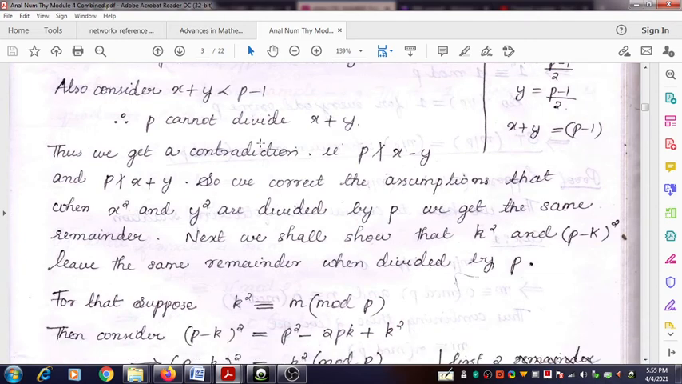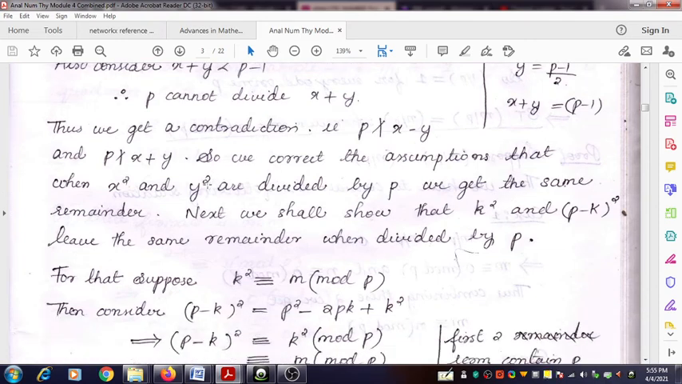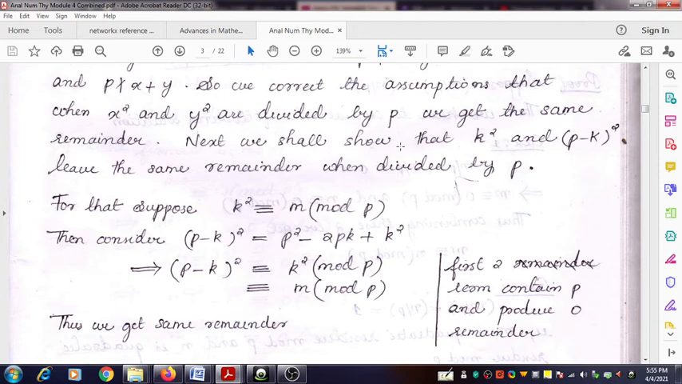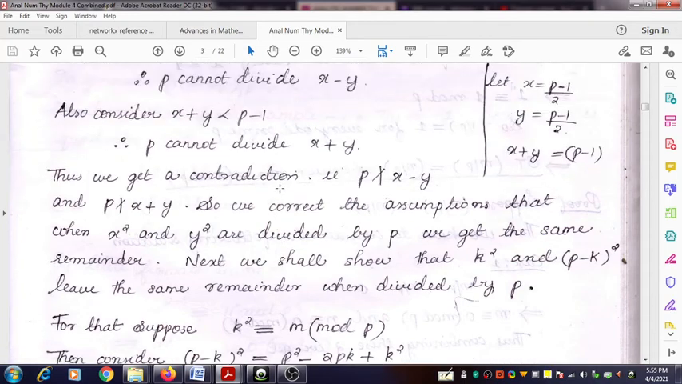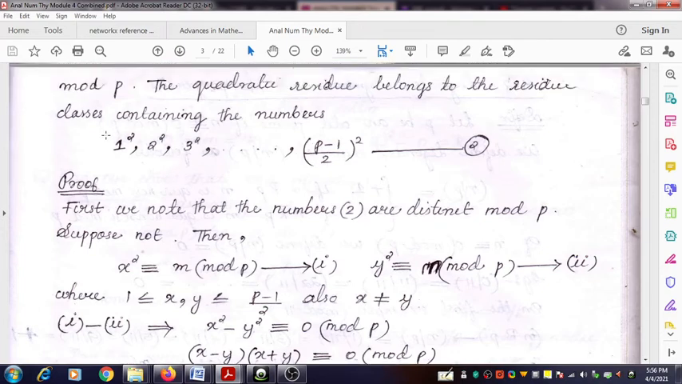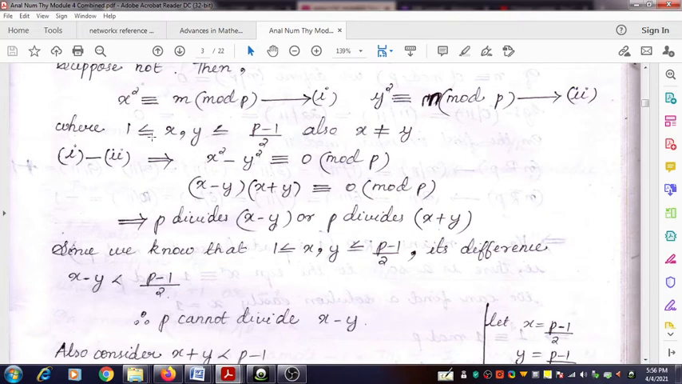Then we are coming to the last part of the proof. Yeah, this is the beginning of the last part. Next we shall show that k square and p minus k square. See, k is the number we choose, which belongs to the range 1 to p minus 1. So here we suppose that k is a number in the range 1 up to (p minus 1) by 2, then also it is correct. So we consider a number k which belongs to the range 1 less than or equal to k less than or equal to (p minus 1) by 2, and this is the range in which k can belong.